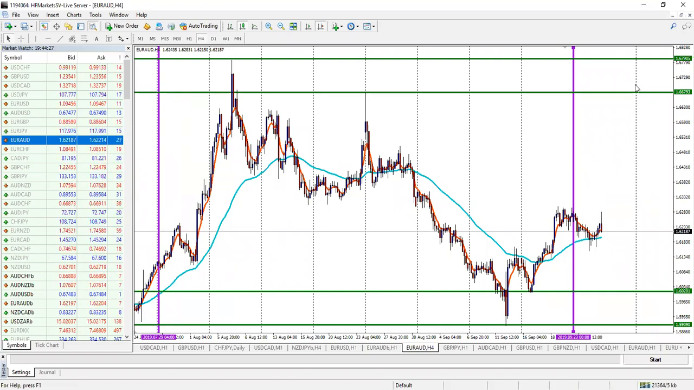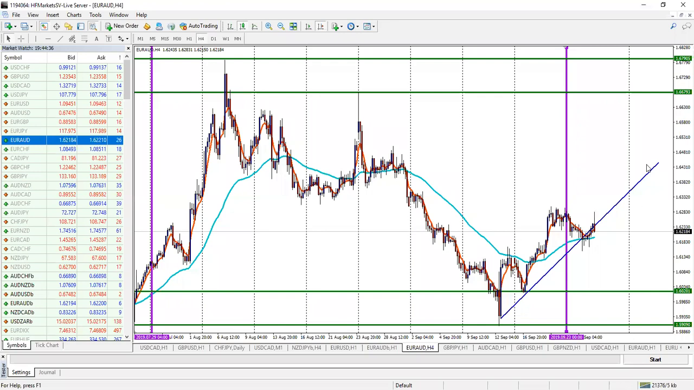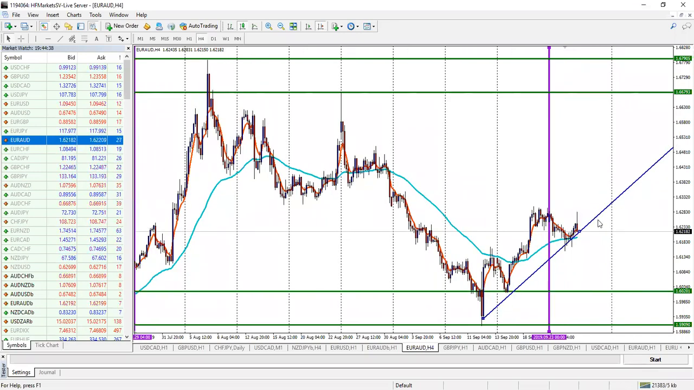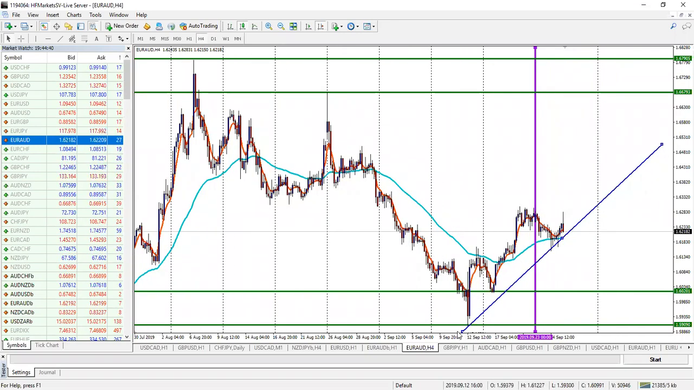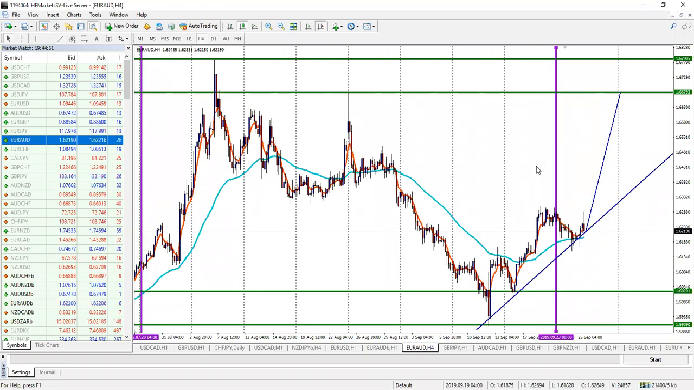It's just a pullback, but it's still on. It still has a long way to go until it reaches somewhere up there. See, guys, the market is still on this uptrend, still on this uptrend until it reaches that.